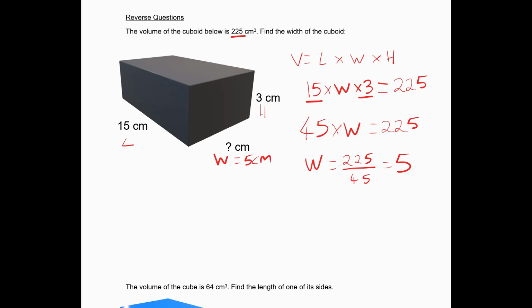And you can check this. If I do 15 times 5 times 3, that's the same as 15 times 15, which you might remember is 225, 15 squared, which gives us what we started with. So that means the width needs to be 5 centimeters.